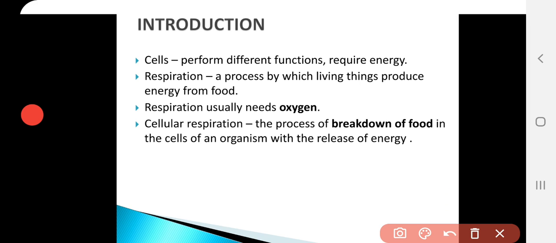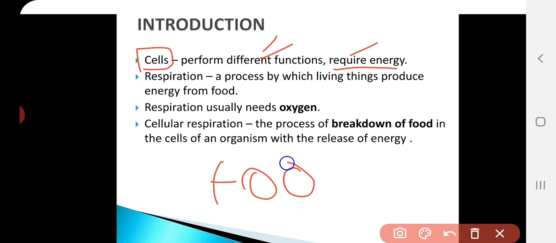Introduction. A cell performs different functions which require energy. We know that all living organisms are made up of many cells. Each cell has a different function to perform, and for this function they require energy. We get energy from food. Food has different nutrients which are broken down, and this releases the energy. This process is called respiration, a process by which a living thing produces energy from food.